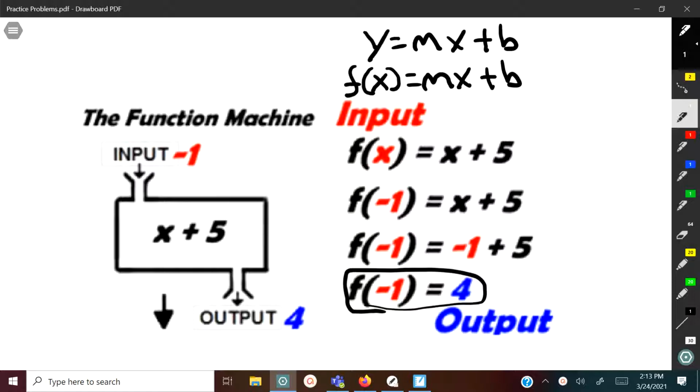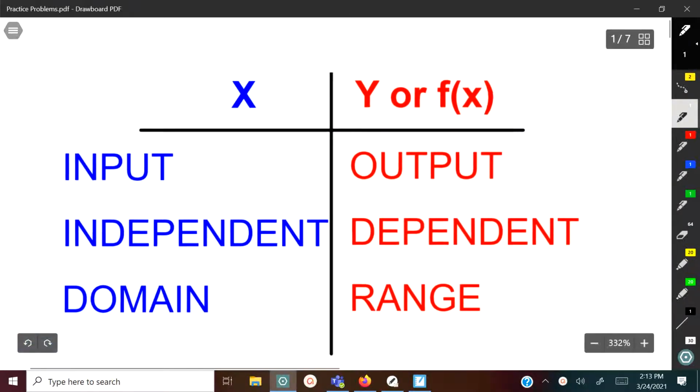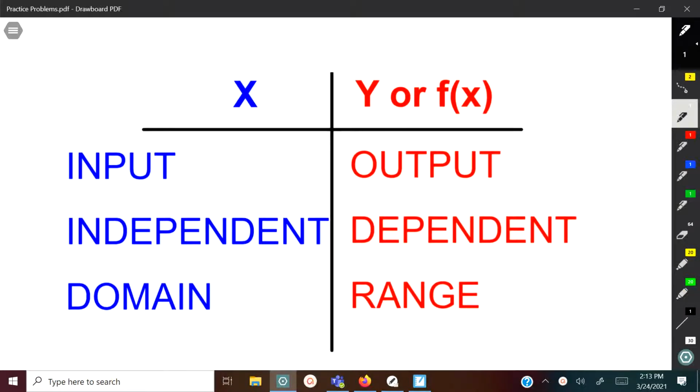That way you can have different functions, and you can give them different names. You can say g of x or h of x, and we'll see a couple of those examples in a minute. And that way, if you have different types of functions, you know what we're talking about. Now, over here, I've got a little t-table, and this is just a couple of vocabulary words. X on the left here, and y or f of x on the right. So when you see these words like input, independent, and domain, think x. And when you see these words output, dependent, and range, think y.